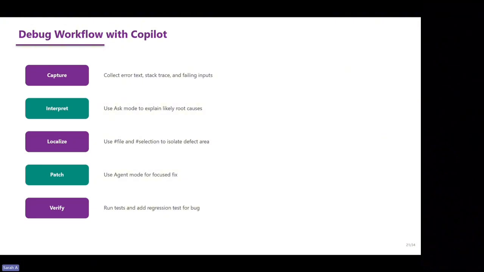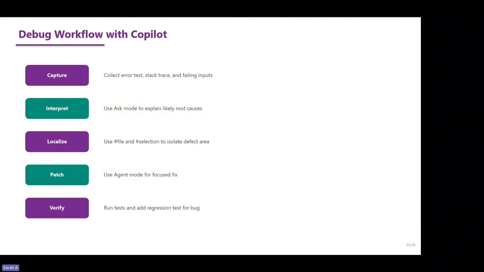Step 3 is to localize. What this means is that you're narrowing down exactly where in the code the bug is. So you don't need to share the entire project. In VS Code, you can point Copilot to a specific file, as I showed us in week 1, or even highlight a specific section of code, right?